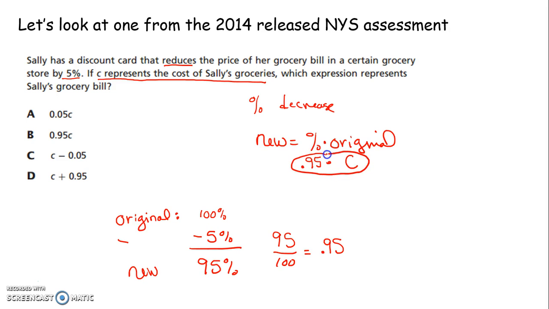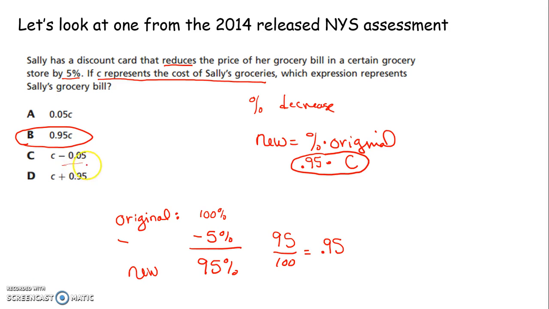So the new value is 0.95 times the original. They always put this in as a possibility because that just shows the amount you're reduced by, but it doesn't give the overall new grocery bill. That would be like you only still have to pay 5%. No, they still expect you to pay 95%.